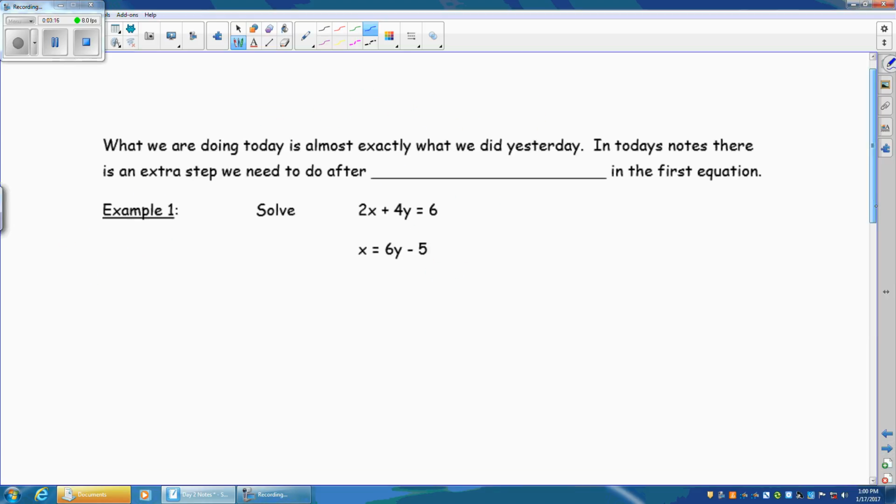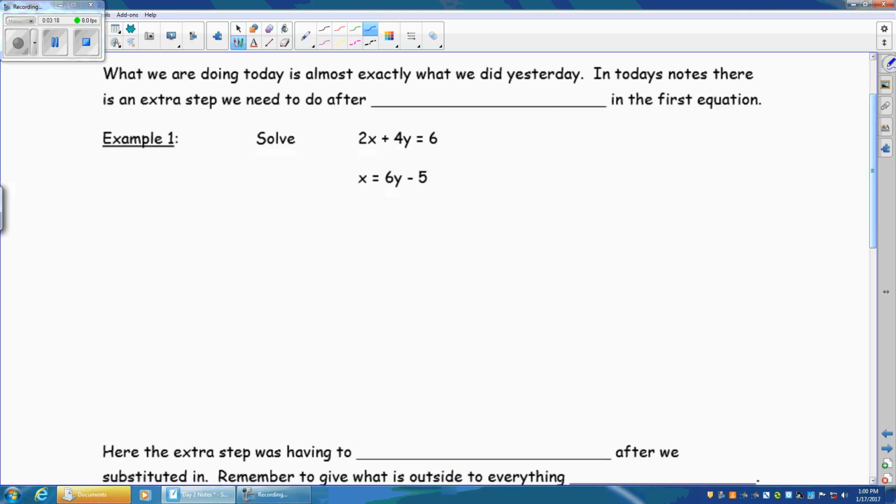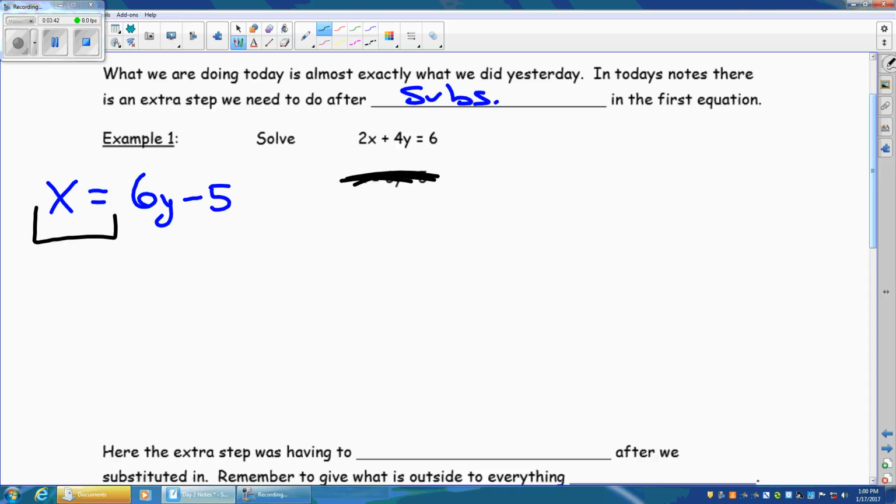Like I said, today is basically what we did yesterday. Today's the notes. There's an extra step we need to do after substituting it. So just like yesterday, I'm going to write one off to the side. Which one is that going to be? Obviously, it's the bottom one. And why is the bottom one going to be the one that I write off to the side? Because it says x equals. So I'm going to scribble that one out, and I'm going to scribble out one of these letters on top. I'm going to scribble out the x. And in its place, I'm going to put 6y minus 5.